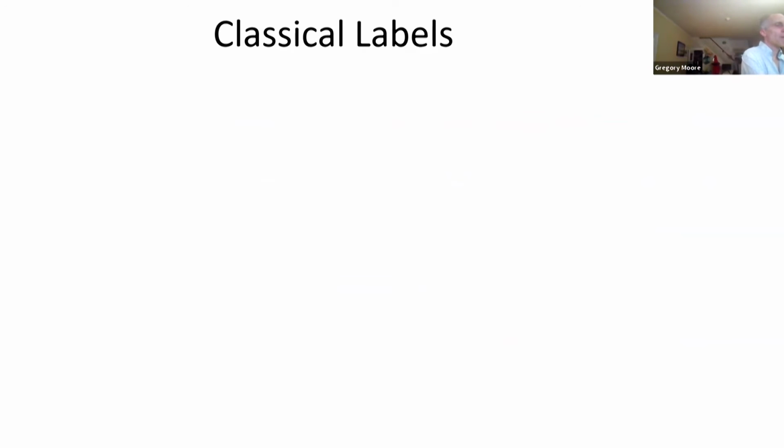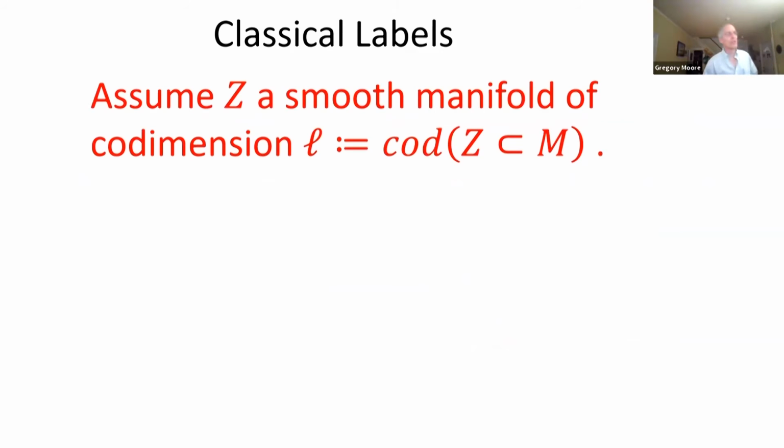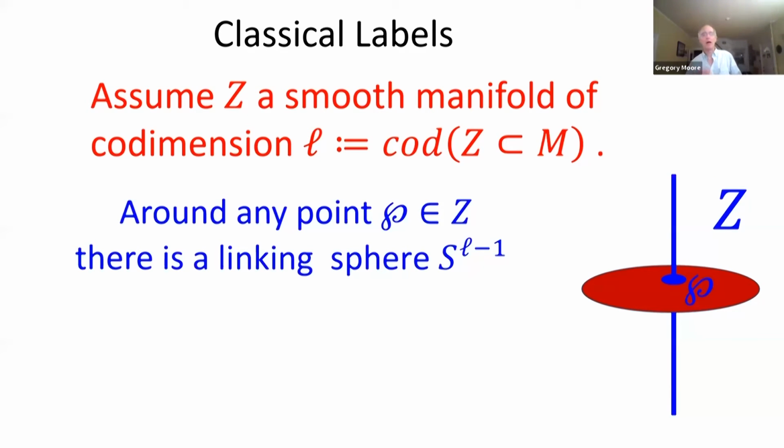Let's assume for this that Z is a smooth manifold of codimension L. So it's a nice smooth manifold of codimension L. And then around any point on Z, there's a linking sphere. Transverse to the defect is an L-dimensional disk pictured in maroon here. And the boundary of that disk is an L-1 sphere, which is called the linking sphere.